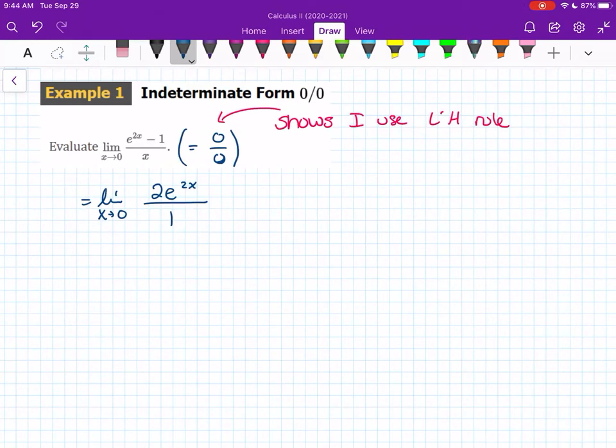And so now when I take the limit as x approaches 0 of 2 times e to the 2x, I see that I am just going to get 2, because I get 2 times 1. So there we go. So my original limit is going to equal 2.